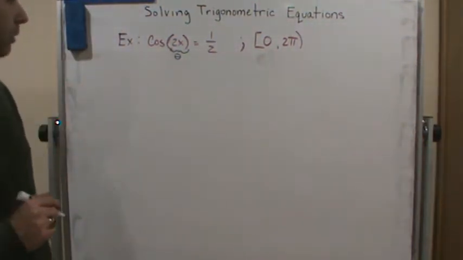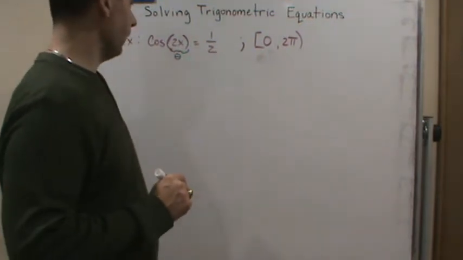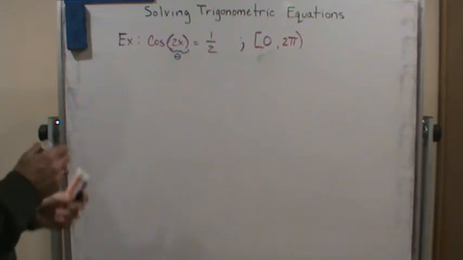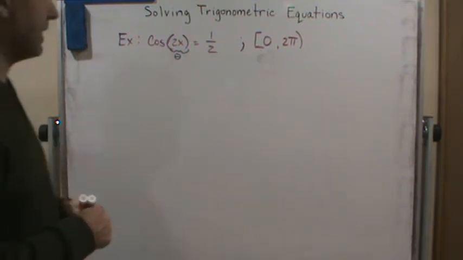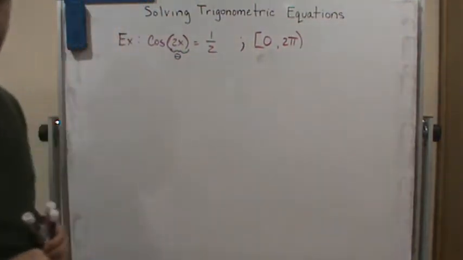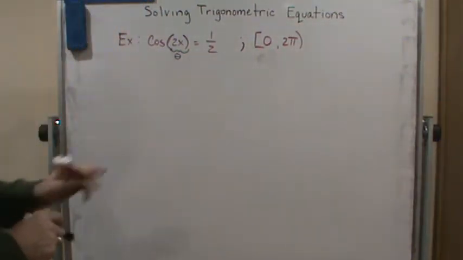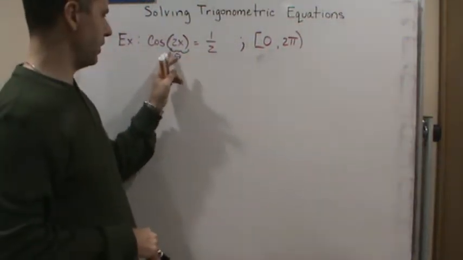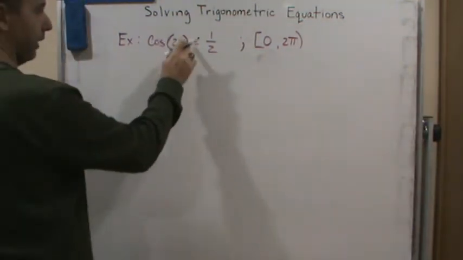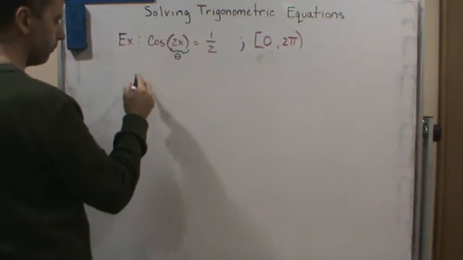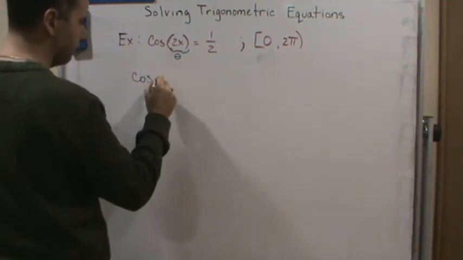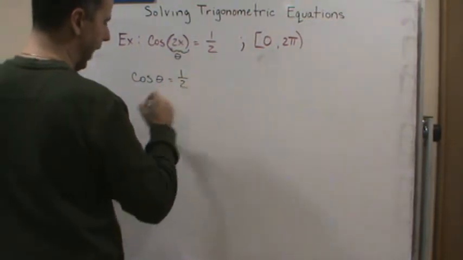Okay, and so we're going to solve for x. Now in this case, we're saying x is from 0 to 2 pi. Okay, but I'm just doing a substitution here for theta. So what do we know about the angle, the cosine of theta? Well, if the cosine of theta is equal to 1/2, right?